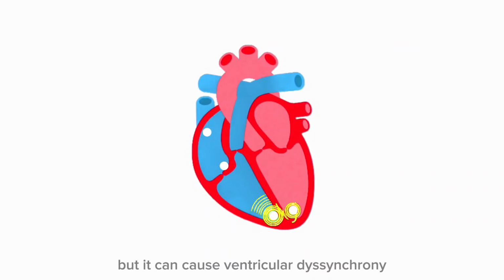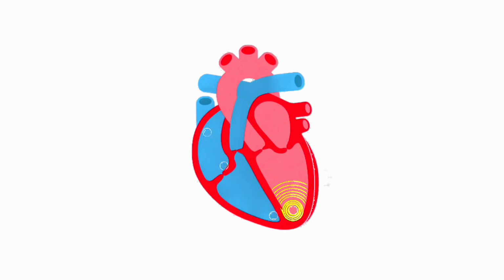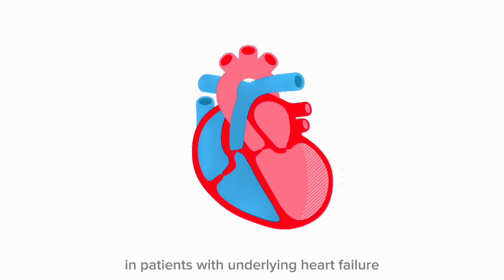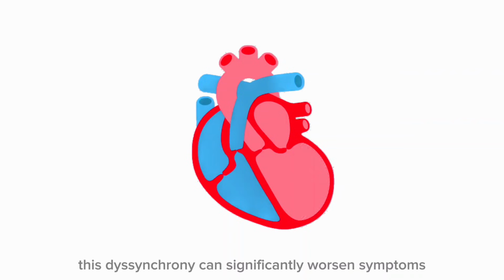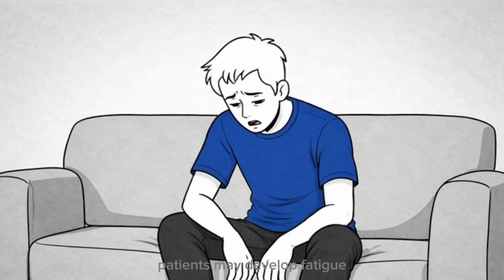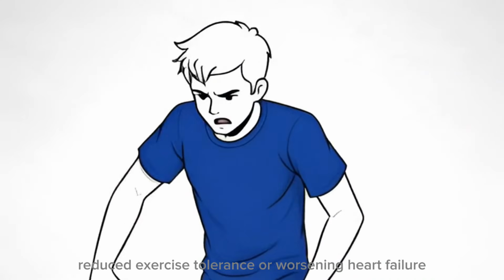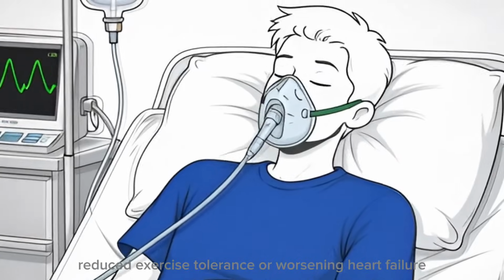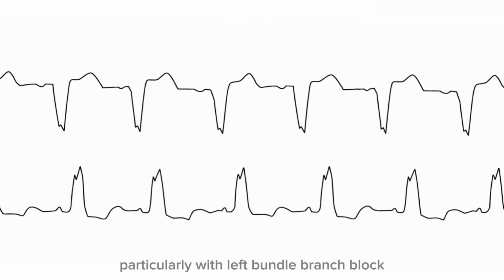But it can cause ventricular dyssynchrony. When the ventricles contract out of sync, cardiac efficiency falls. In patients with underlying heart failure or cardiomyopathy, this dyssynchrony can significantly worsen symptoms. Patients may develop fatigue, shortness of breath, reduced exercise tolerance, or worsening heart failure, particularly with left bundle branch block.